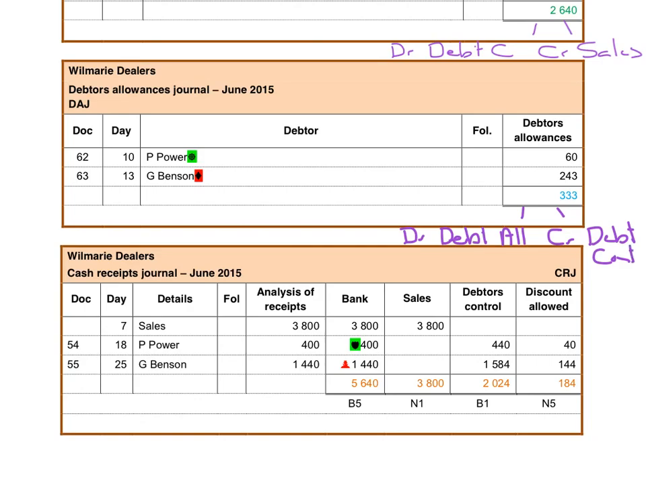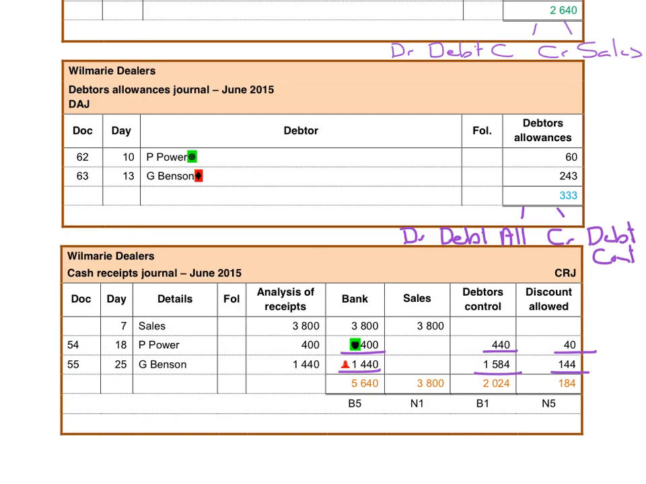In the cash receipts journal, we received money from the debtors. For instance, we received 400 Rand, allowed 40 Rand discount, so we will decrease the debtor with the amount received and the discount. Received 1,440, discount is 144, and we will decrease the debtors with 1,584.